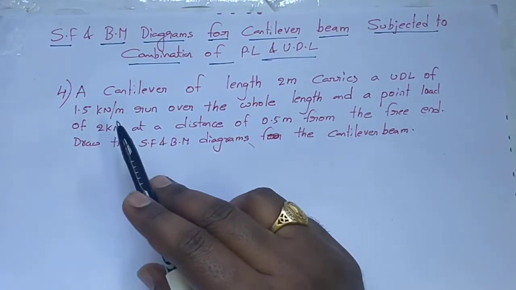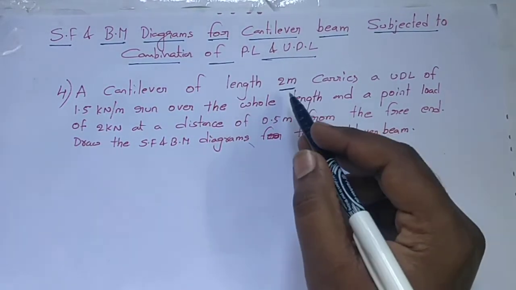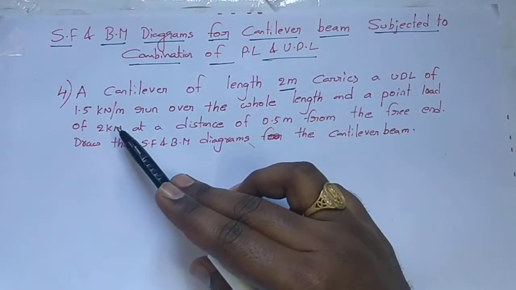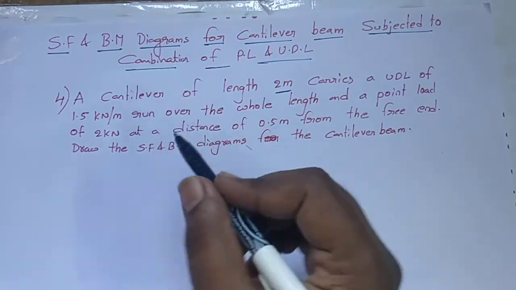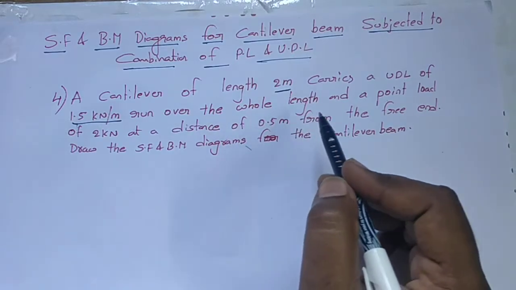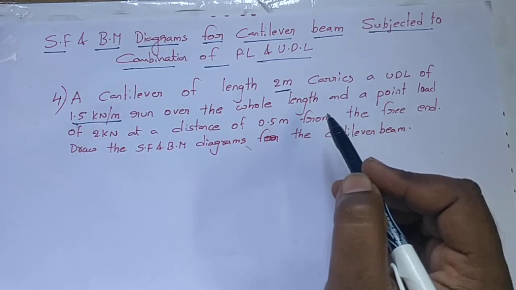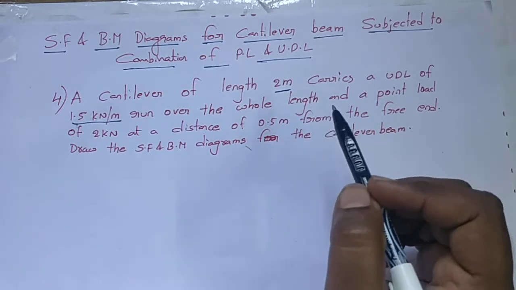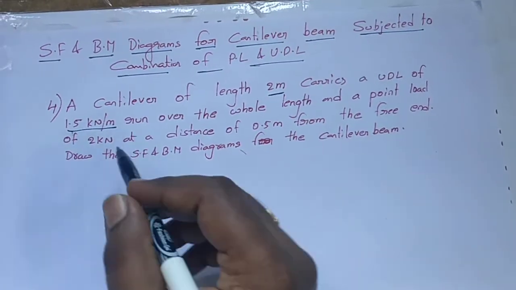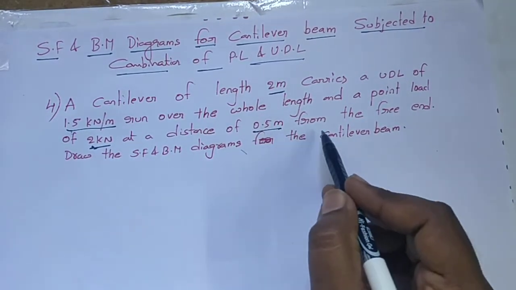Here the problem is given: a cantilever of length 2 meters. The length of the beam is 2 meters and it carries a UDL of 1.5 kilonewton per meter run over the whole length. That means the whole length of the beam carries a UDL of 1.5 kilonewton per meter, and a point load of 2 kilonewton at a distance of 0.5 meters from the free end.